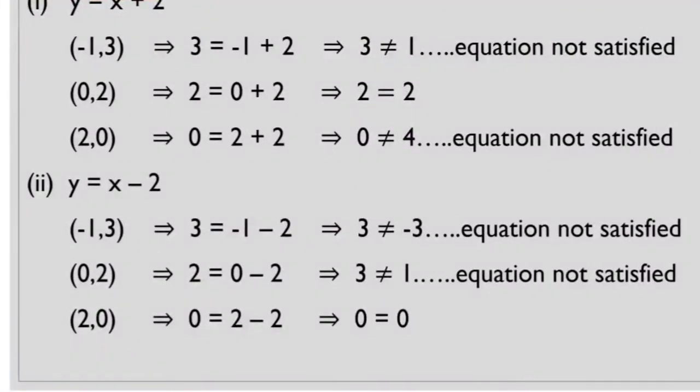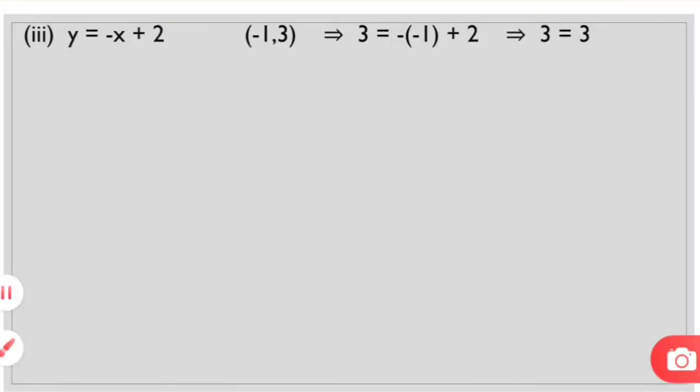Let's see the another equation, that is y equal to minus x plus 2. Now the first pair, that is minus 1 and 3. Let's insert the value in the given equation. Y is 3. Now minus x. So already minus sign before and x value is minus 1. So we'll write minus into minus 1 plus 2. That will become plus. So 1 plus 2 equal to 3.